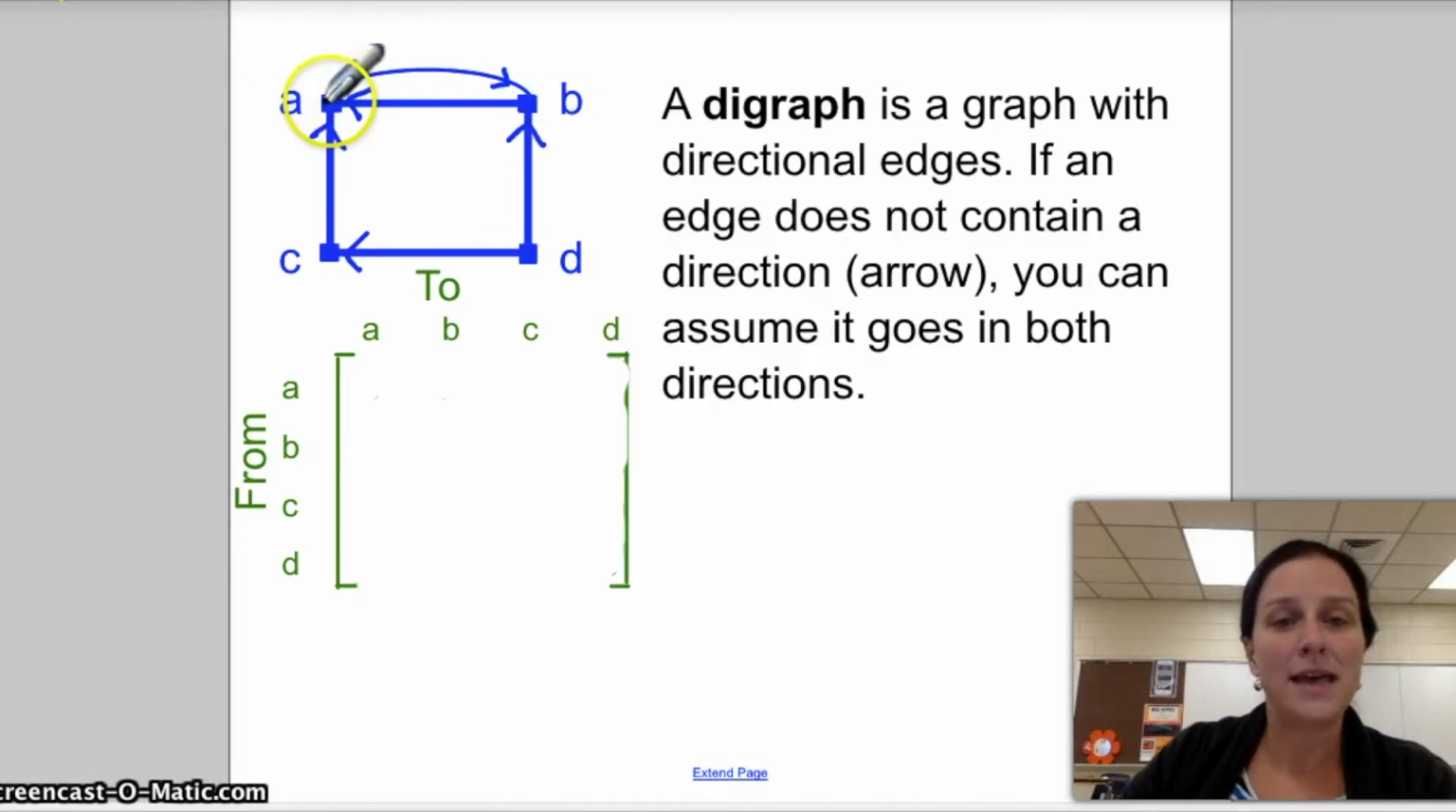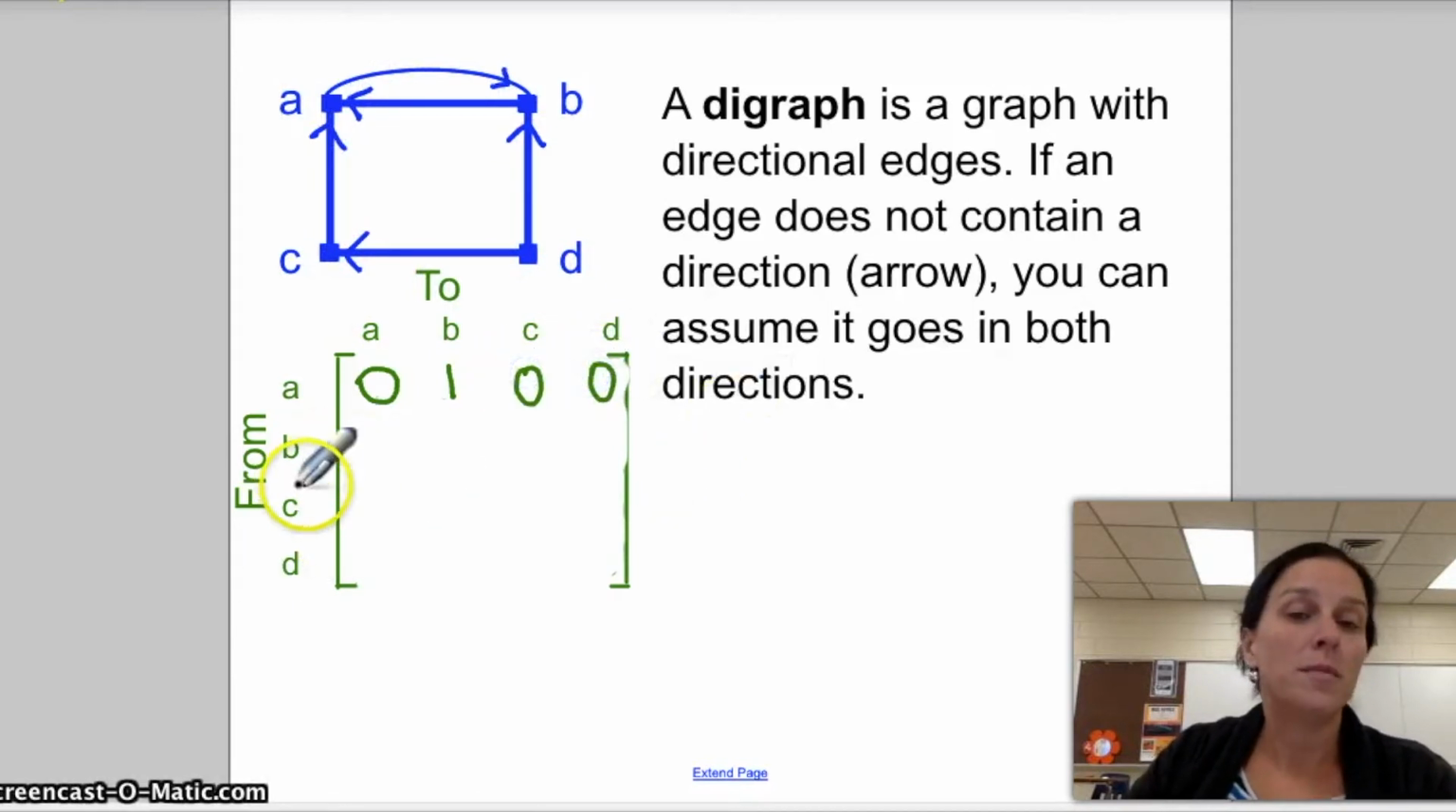Here, from A to B, there's only one edge. There are no edges from A to A. I guess I should have started there. No edges. But from A to B, there is one edge. And then from A to any other vertex, there are no edges. From B to A, there is one edge, and this is that one edge. Here, you see the arrow. That's from B to A.